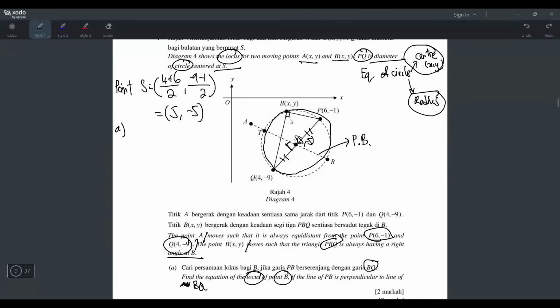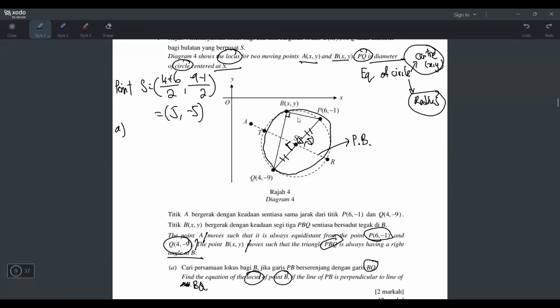Second method is you will use the gradient method, because they mentioned something about perpendicular. So you can find the gradient of this line times the gradient of this line equals to -1. All right. I'll just show you both methods. I don't want to be lazy here. I want to make you understand, so I will show you both methods to prove to you that it will give you the same answer.